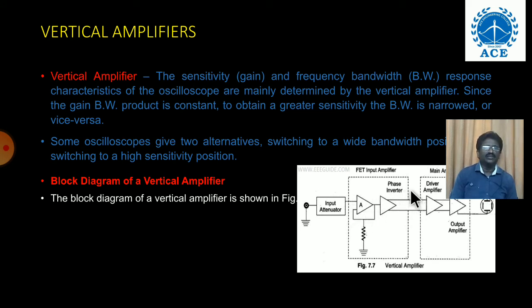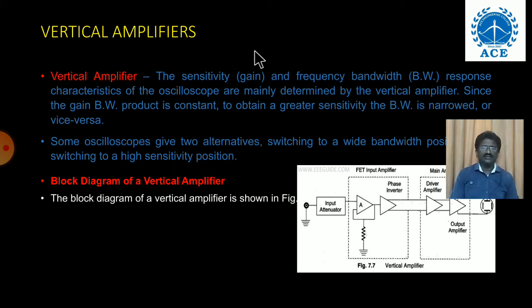Next section, the input amplifier. With the help of this section, we can change the position of the signal, that may be either positive or negative. This is the complete inverse position. Next section, main amplifier. You can call this the push-pull amplifier. Finally, you have to provide equal strength of the signal to the vertical plates of the CRT. So this is the function of the vertical amplifier.